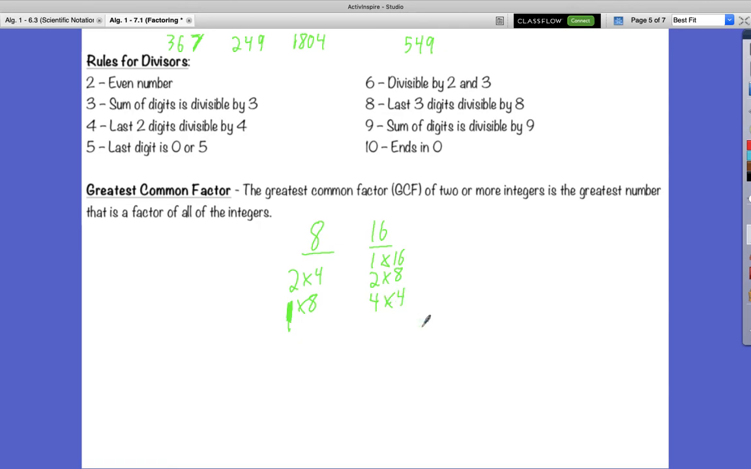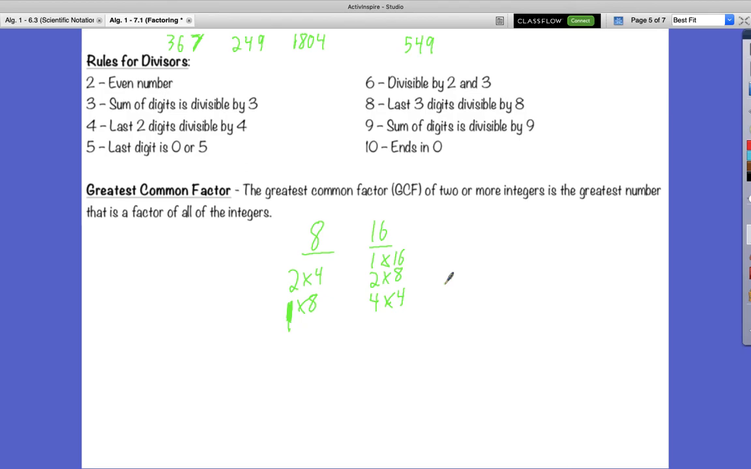Now these have a lot of common factors, right? They both have 1, 2, 4, and 8. But which one of those is the greatest common factor? 8. 8 is the greatest common factor, because 8 is the biggest number that they both have in common. 1, 2, 4, and 8 are all common factors, but 8 is the greatest one because it's the biggest. Does that make sense?